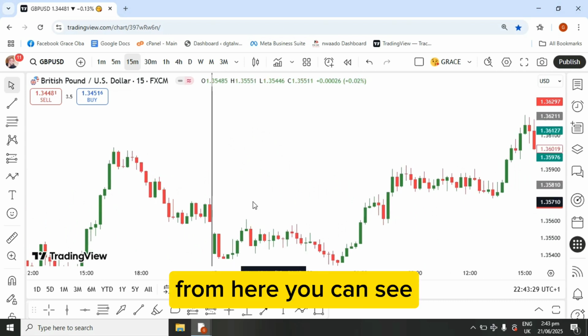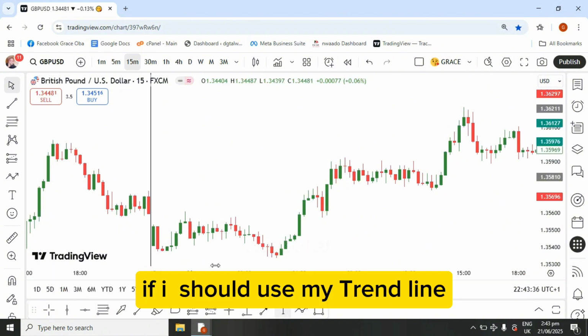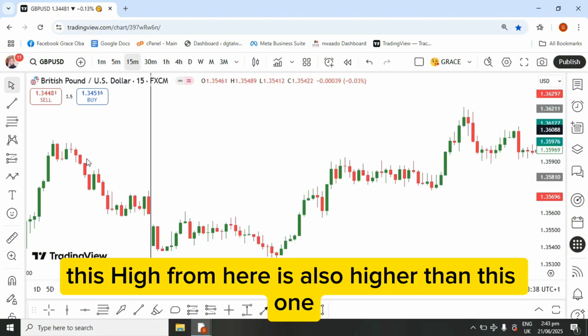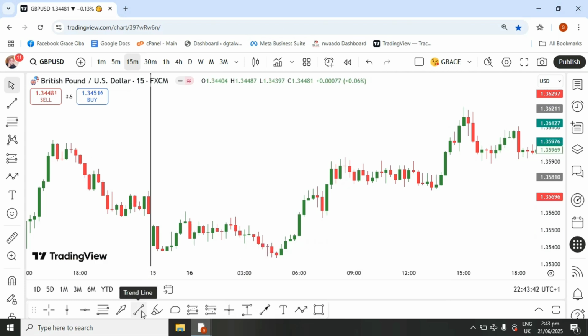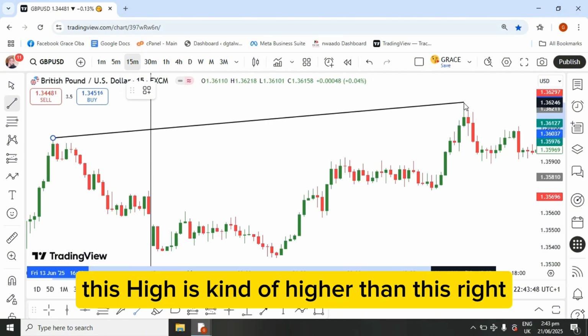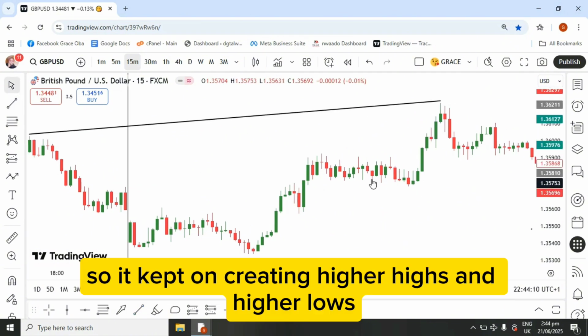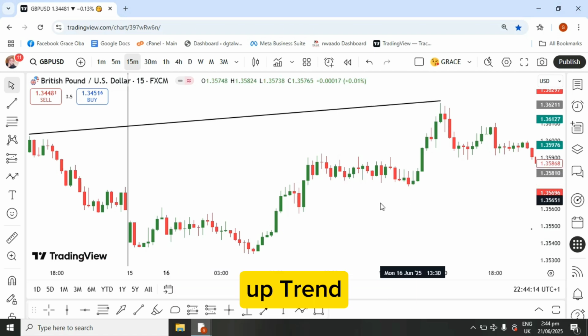You can see this high from here is also higher than this, but I should use my trend line. This high from here is also higher than this one, but I use my trend line to show you that this is in an uptrend direction. This high is higher than this, right? So it kept on creating higher highs and higher lows, as associated with an uptrend.